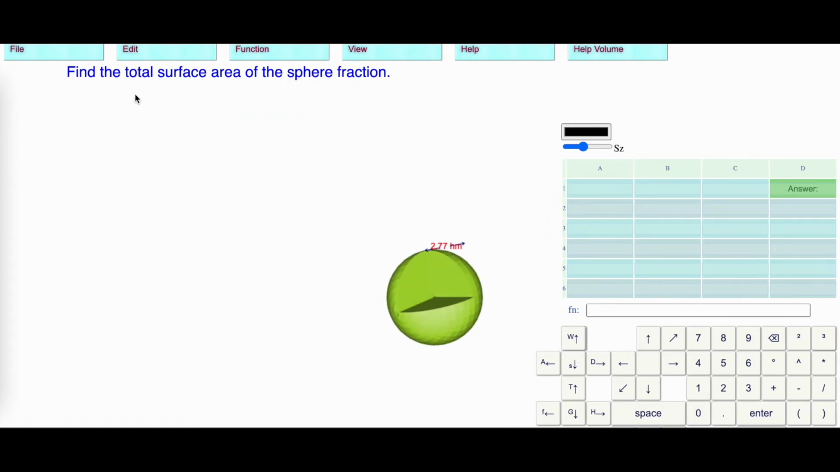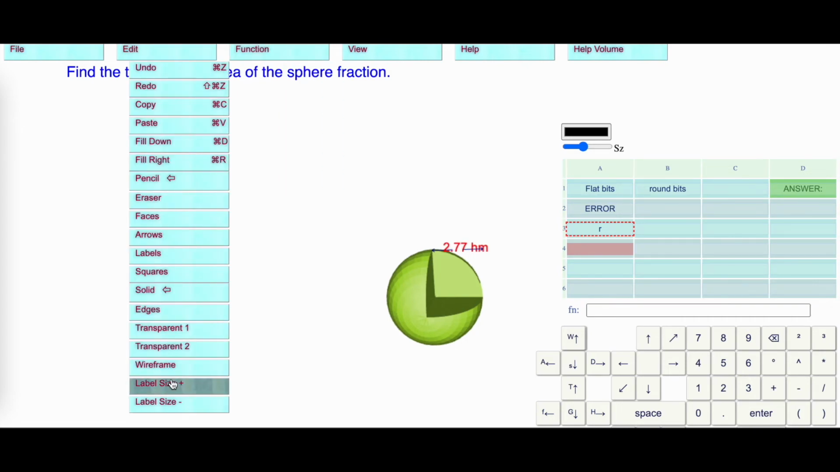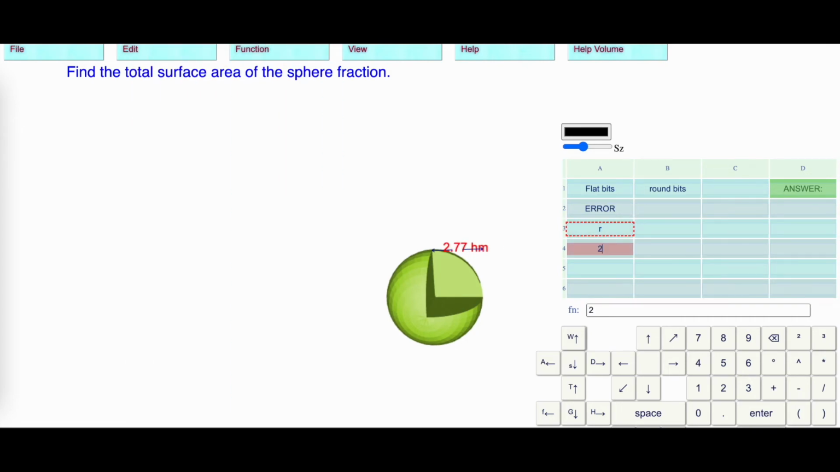Look at this one. We're missing 1/8 of the sphere. This is 7/8 of a sphere. For the flat bits, it's 3/4 of the area of a circle, 3/4 pi r squared. For the round bits, this is 7/8 of the full sphere, 7/8 of 4 pi r squared. Let's put the radius right here: 2.77. It's hard to read, but you can always make these bigger by clicking on that. 2.77 hectometers radius. The flat bits is 3/4 times pi times the radius squared.